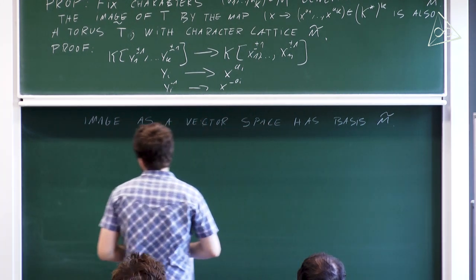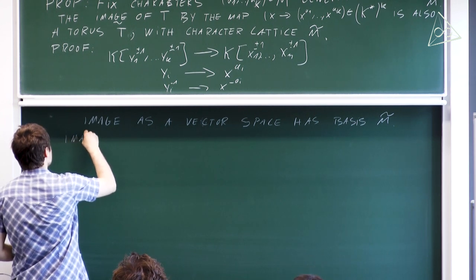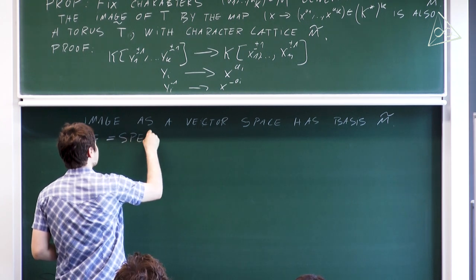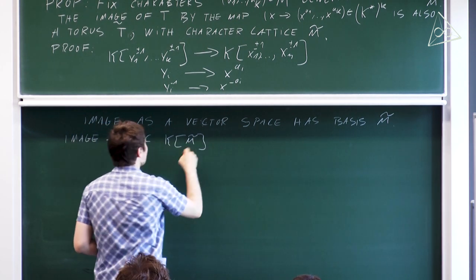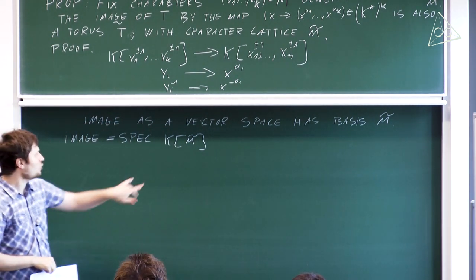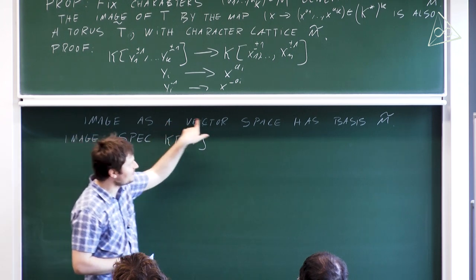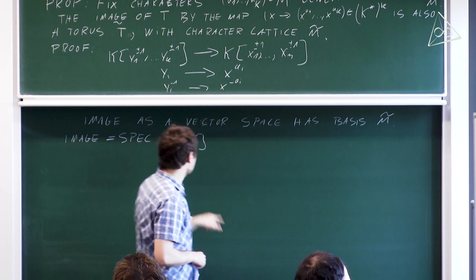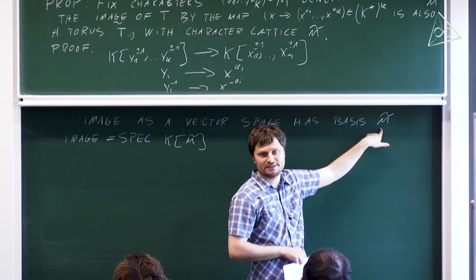So what we get is that the image equals Spec of K of M tilde. So what is this notation? It's a notation for a ring whose basis elements correspond to elements of M tilde, and multiplication is induced from addition in M tilde.